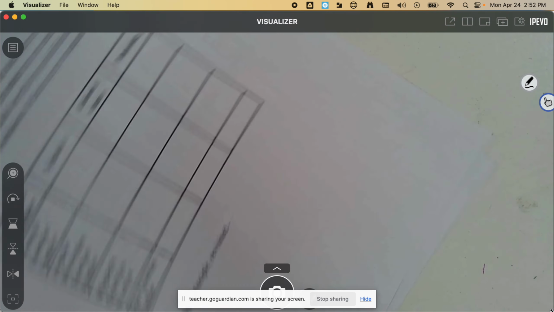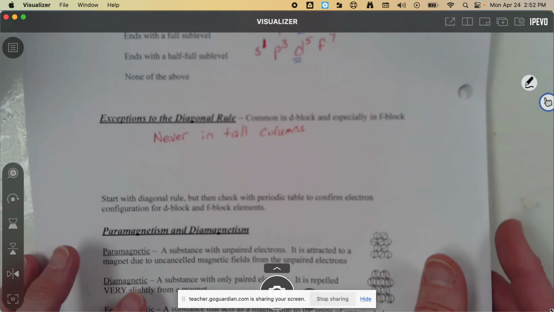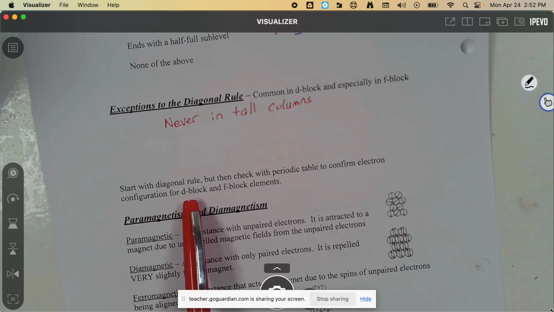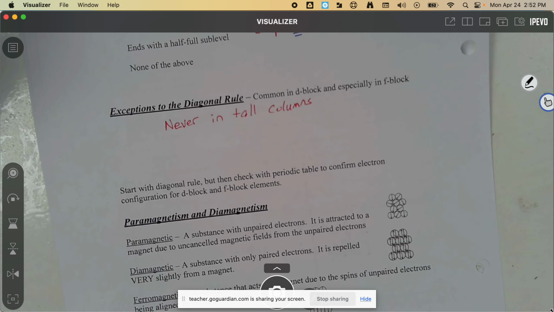But on the whole, our approach is going to be make no exceptions in the tall columns, start with the diagonal rule, and if you need to confirm the electron configuration for the D block and the F block, look at the little periodic table there and just do a quick confirmation. Okay.